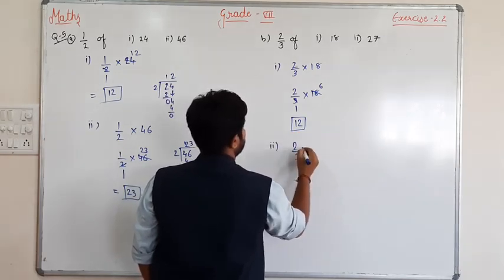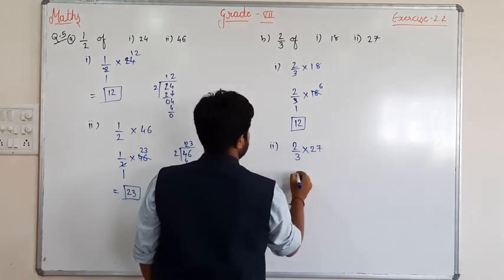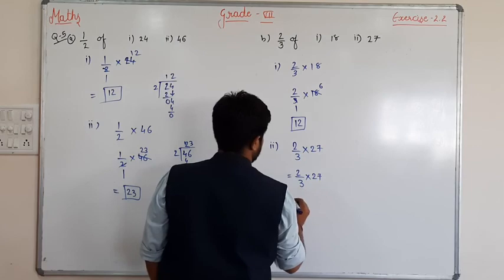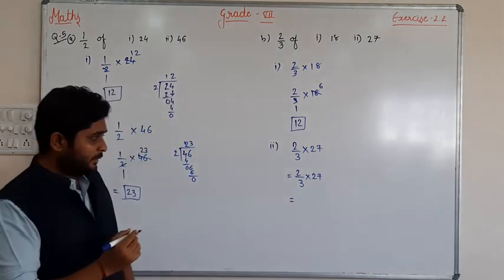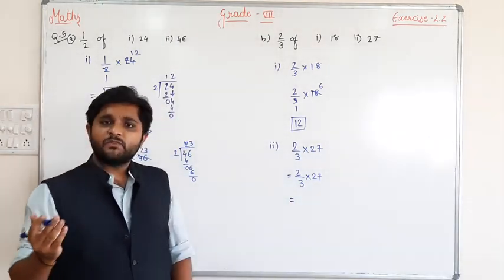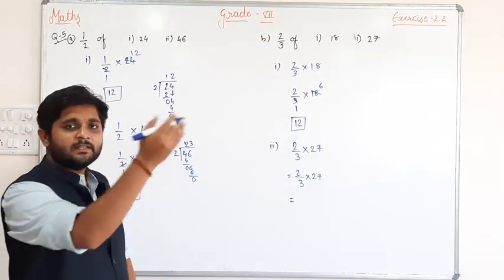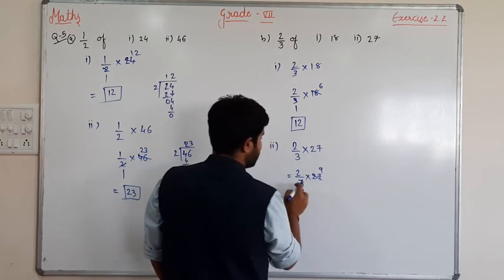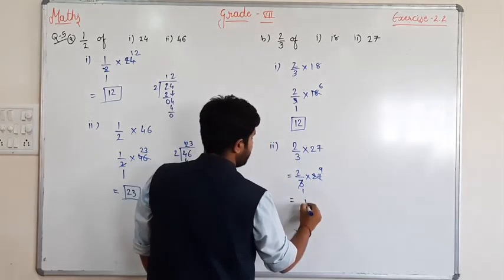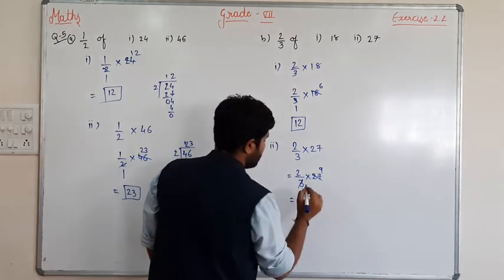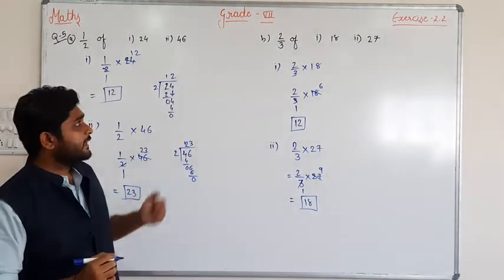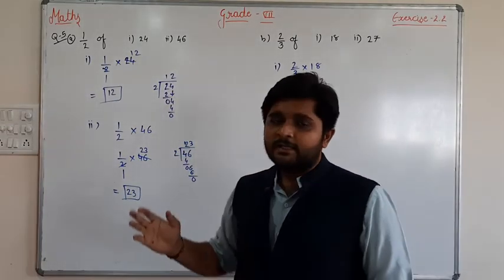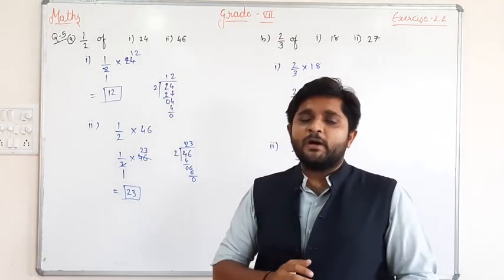2 upon 3 of 27. So friends, in the 3's table, 27, 3 9s are 27. So we can directly cut: 3 1s are 3 and 3 9s are 27. Yes, 3 1s are 3, 3 9s are 27. And outside 2 multiplied by 9, 2 9s are 18. So the answer is 18. So this way we can do the multiplication of the fraction. So the remaining two sums, C and D, you have to do by yourself.